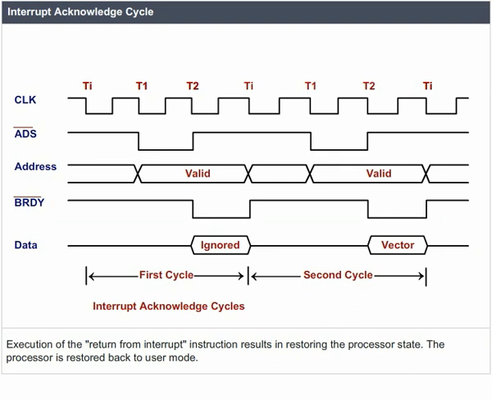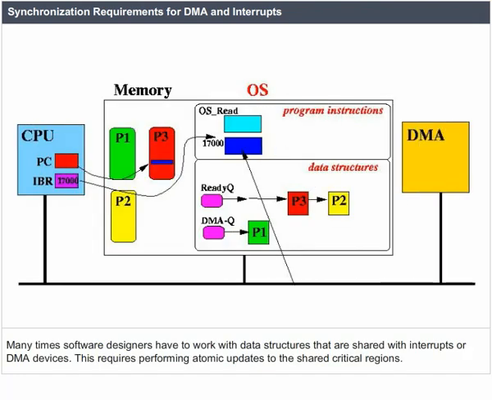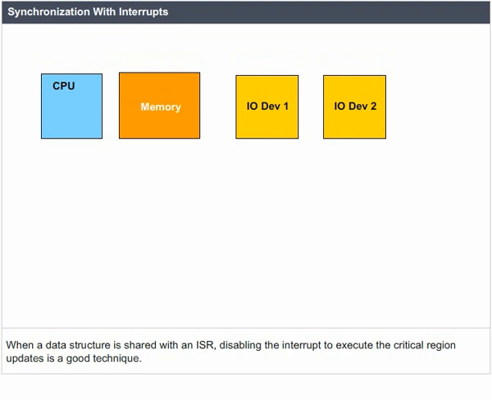Synchronization requirements for DMA and interrupts. Many times software designers have to work with data structures that are shared with interrupts or DMA devices. This requires performing atomic updates to the shared critical regions. Synchronization with interrupts: when a data structure is shared with an ISR, disabling the interrupt to execute the critical region updates is a good technique.